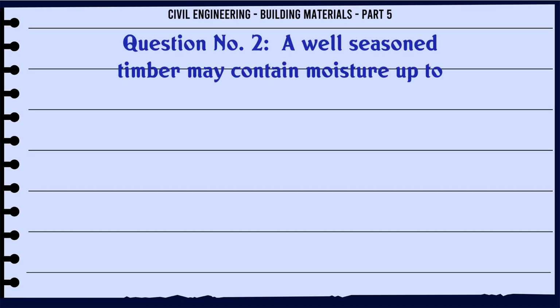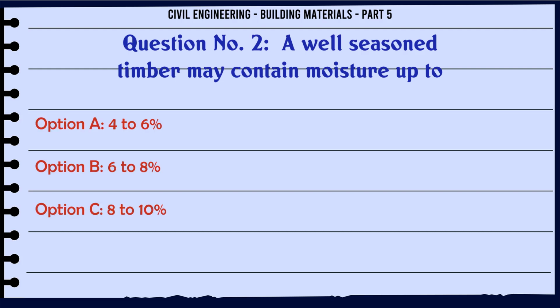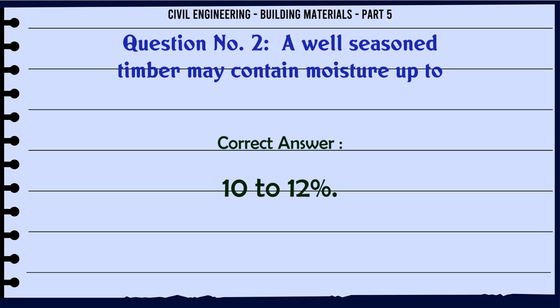A well-seasoned timber may contain moisture up to A. 4 to 6, B. 6 to 8, C. 8 to 10, D. 10 to 12. The correct answer is 10 to 12.